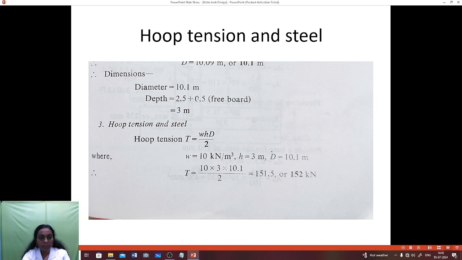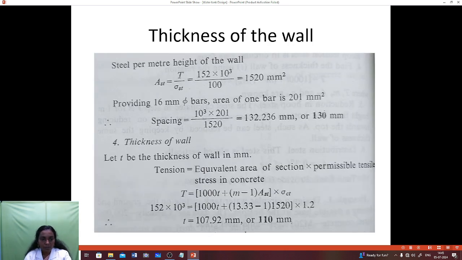Okay. Then hoop tension and steel. You already know the formula for hoop tension: T is equal to W into H into D by 2. Now W is the density of water. What is the value of density of water? 10 kilonewton per meter cube. What is the height of the tank? We already found the overall tank depth is 3 meter. The diameter D is 10.1 meter. So we substitute the values and multiply. The hoop tension is 151.5, so we round off the value to 152 kilonewton.